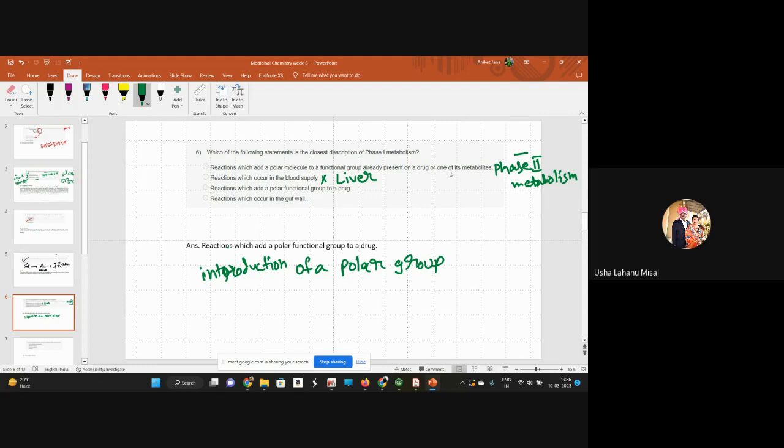Phase 2. Yes, and as we have already mentioned, phase 1 metabolism mainly takes place in the liver. So that is why the closest option which matches our question statement is reactions which add a polar functional group to a drug. This one. Okay.